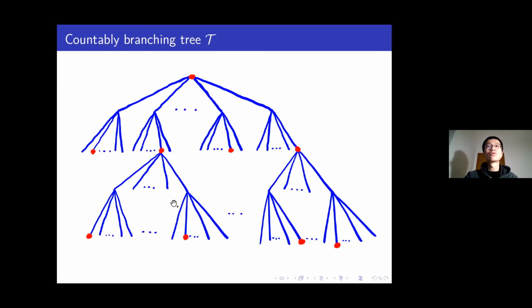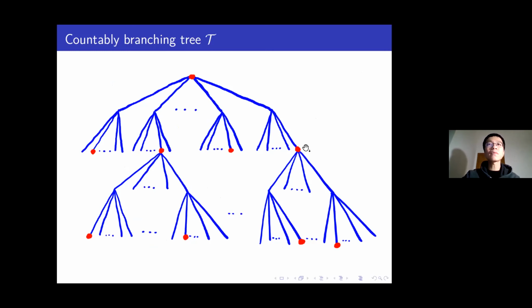I drew this picture. This is just the countably branching tree. This is the root, and as you can see, each vertex has countably many descendants. So this is actually the countably branching tree of levels 1, 2, 3, 4, of level 4.